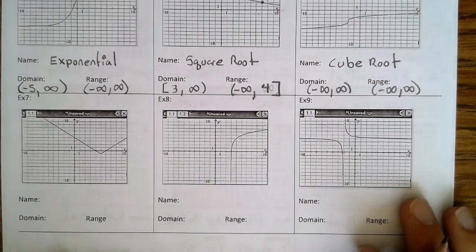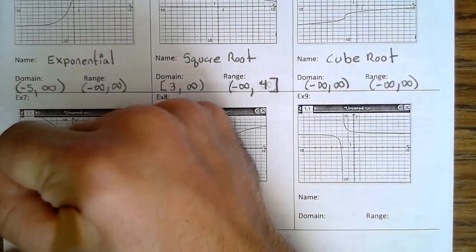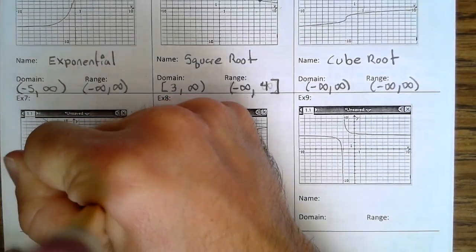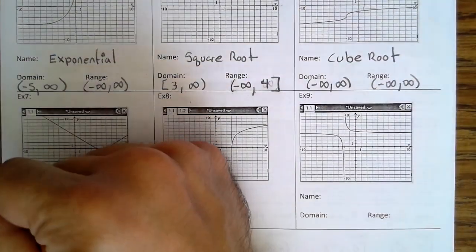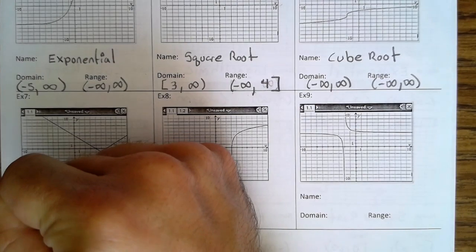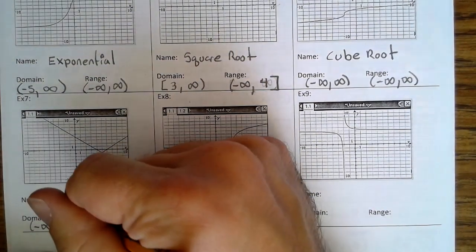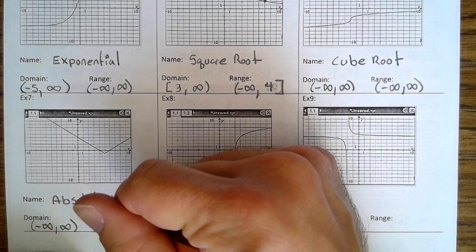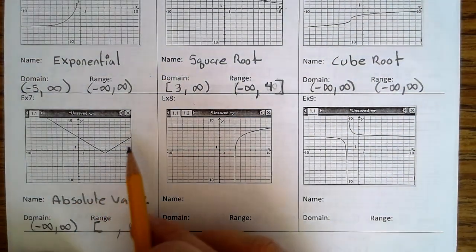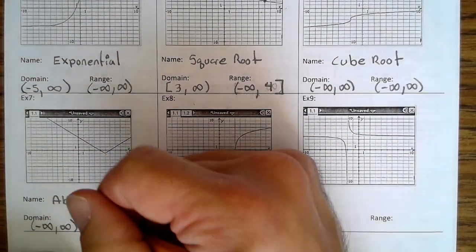All right, example 7, we know this is absolute value. And we know domain is negative infinity to positive infinity. Range we know is bracket to infinity. So we have to find that starting point, which it looks like is negative 1.